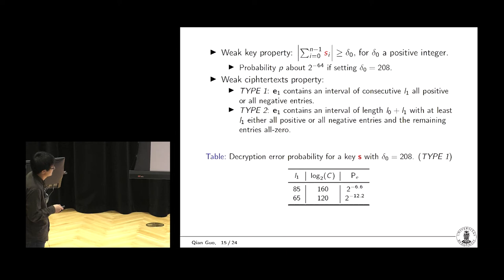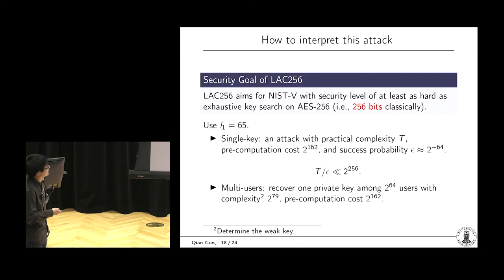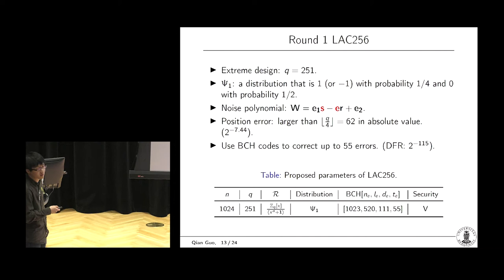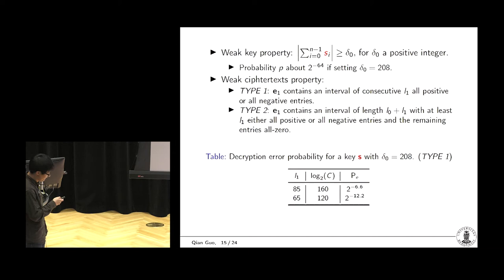So we can see that if we set the pre-computation complexity to find one ciphertext to be 2^116, then we can get error probability to be 2^-6.6. If it's 2^20, it's 2^-12.2. These numbers should be compared with this number. So for this weak key and with weak ciphertext, the error probability is really, really large.